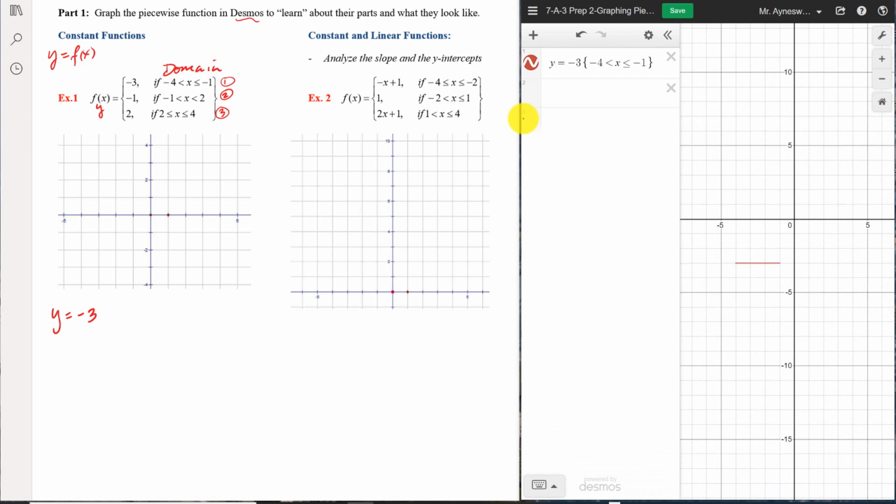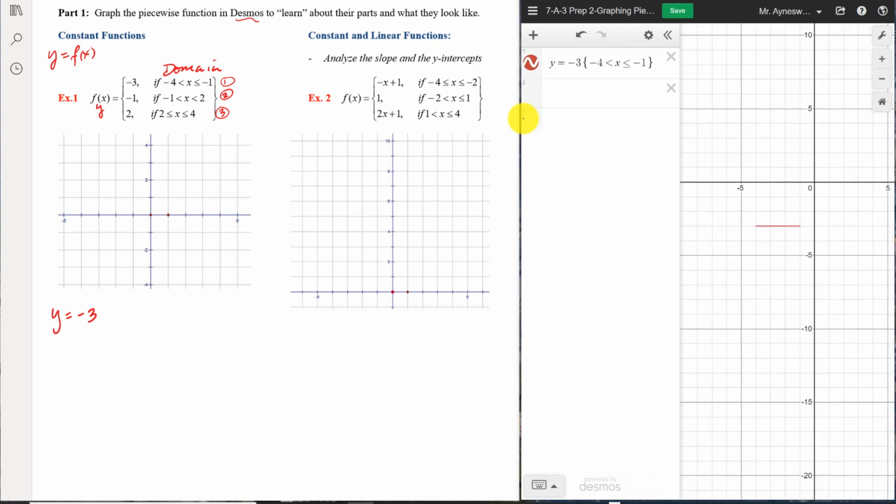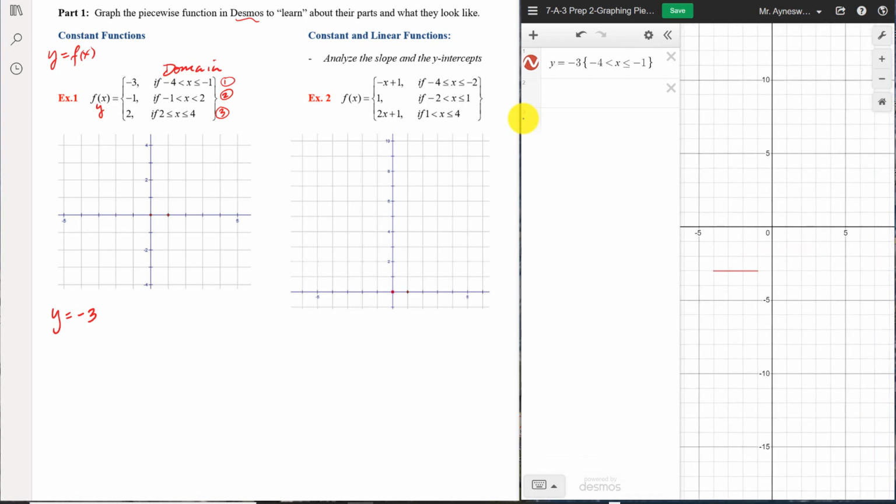So notice that we don't have a continuous line going infinitely left and right anymore. Okay, it starts at -4, and it stops at -1. It has a starting point and a stopping point because this is the restricted domain of the constant function. Okay, so that's what it looks like, and of course we can go ahead and come over here and graph the function. So I'm going to do that.